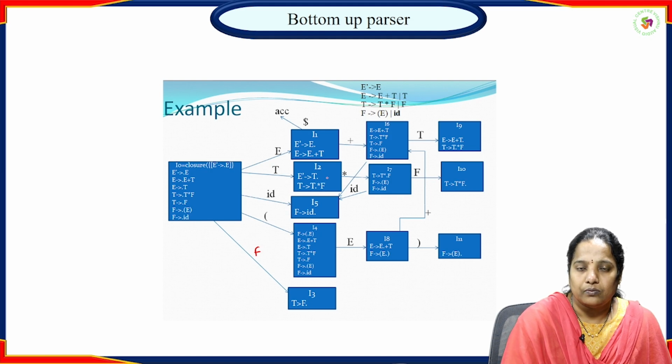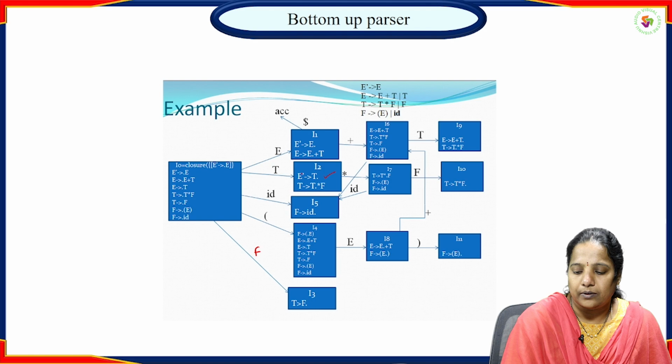Then go for I2. For I2 also we need to repeat the same process. When you are having E tends to T dot and T tends to T dot star F. On T dot there is nothing to add. When we are having T tends to T dot star F, on star we need to move the dot. That's why we have given the transition like on star. Then we are moving it on star. You are going to get some set of productions. First production is T tends to T star dot F. Then F productions will be added. Two productions will be added. Nothing is there on I2.